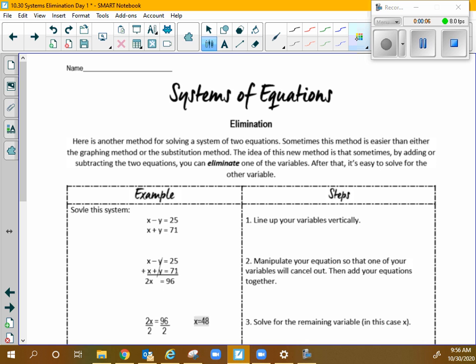So we've done systems by graphing. How do you solve a system by graphing? Put the numbers in the graph. You put them into slope-intercept form, graph it, and where's the solution? Where they cross.